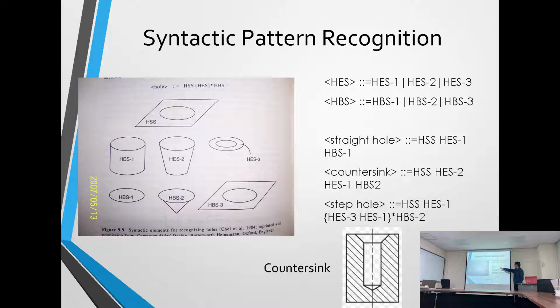So first you have the surface, then HES2, the conical hole, and then you have HES1, the cylindrical hole, and then you have HBS2, which is another conical hole to describe this particular countersink. And with this approach, you can then describe various other holes for your feature recognition algorithm.